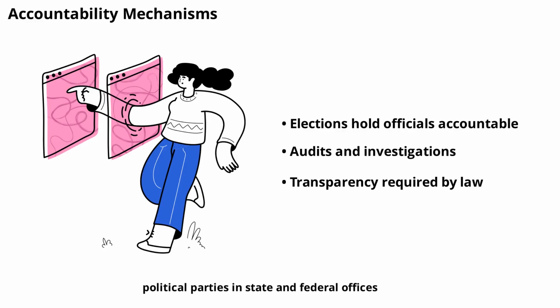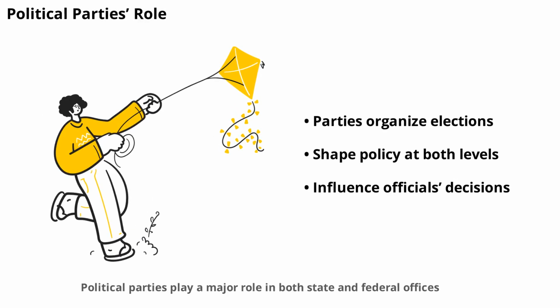Next, let's look at the role of political parties in state and federal offices. Political parties play a major role in both state and federal offices. They help organize elections, recruit candidates, and shape policy platforms. At the state level, parties may focus on local issues, while at the federal level, they address national concerns. Party affiliation can influence how officials vote and what policies they support.